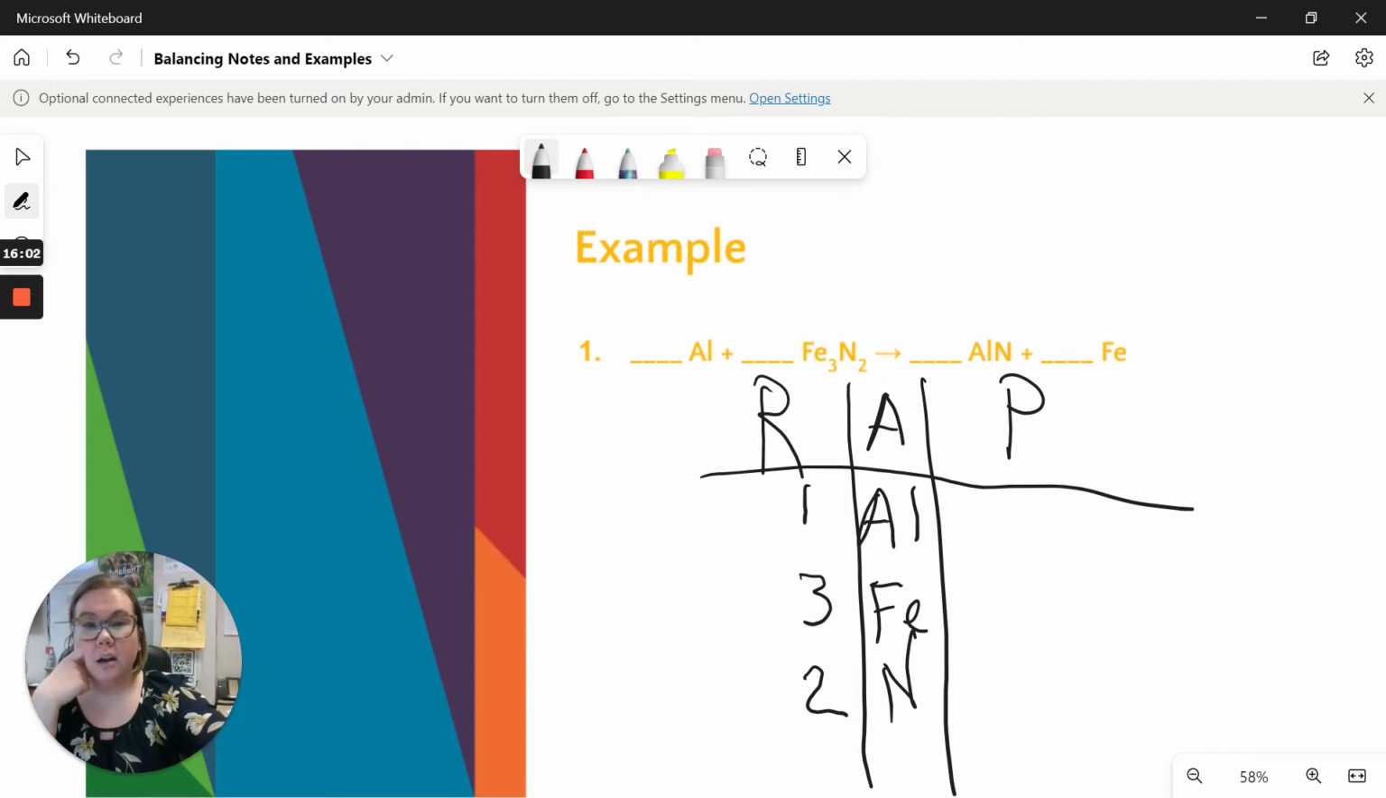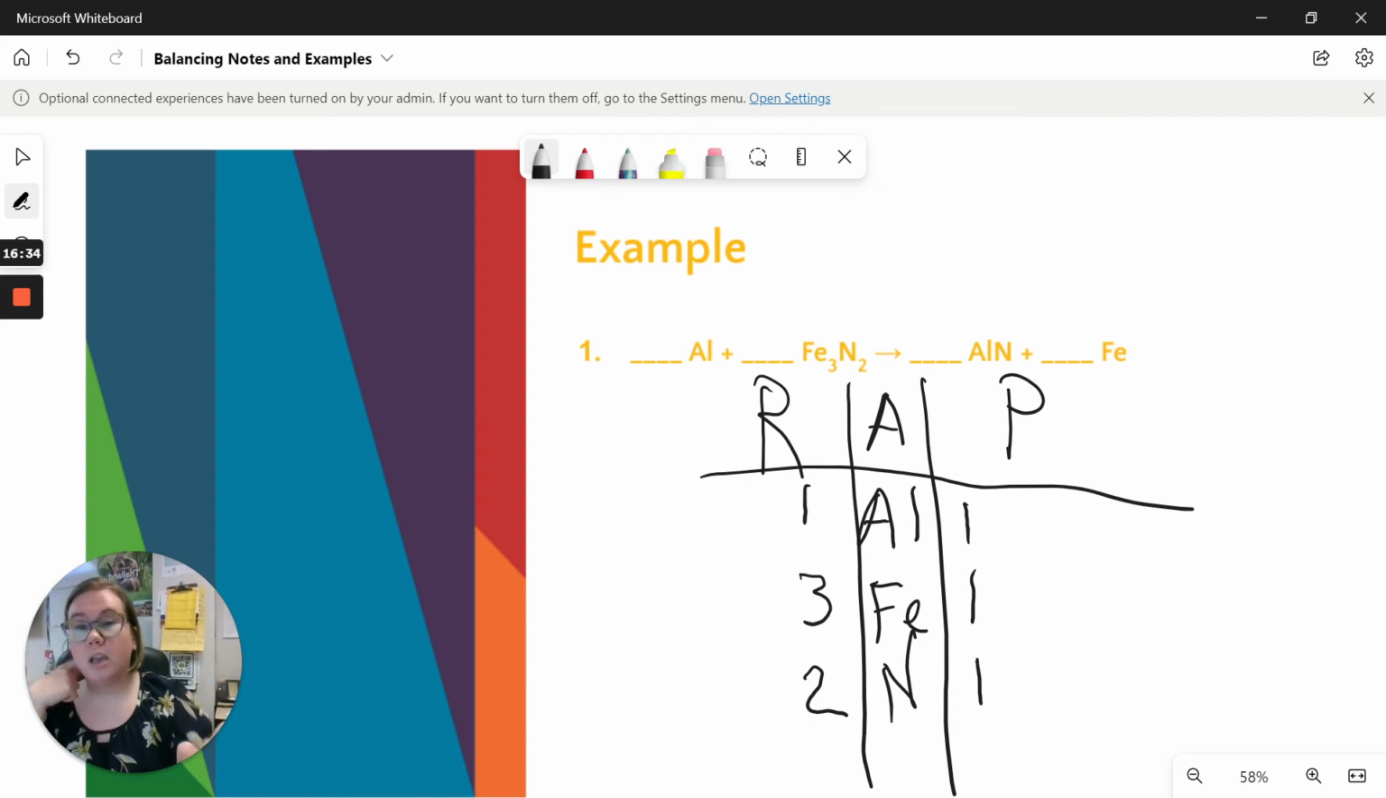Now I go over here, and I look at the product side. What's important here is that the order of the elements might not be the same as they were on the reactant side, so I've got to make sure I'm looking for each element. So I'm going to start with Al. I see Al's right here. There's no little number, so it's just going to be 1. Now I'm looking for Fe. It's over here on the end. Okay, no little number, just a 1. And then finally, I'm looking for N. It's right here with Al. Again, no little number.